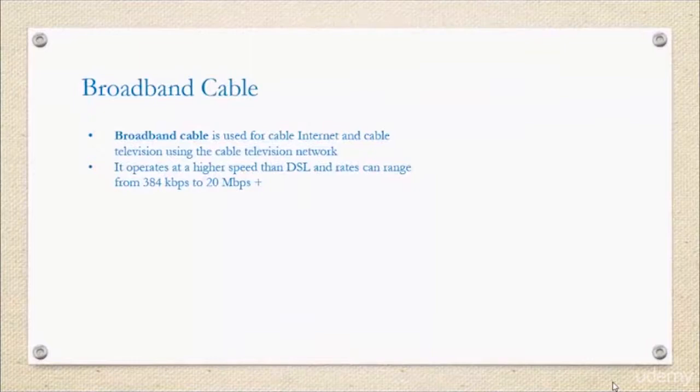Broadband cable is used for cable internet and cable television. And this is probably what you have in your home right now, right? I have it in my home. It operates at a higher speed than DSL, at a rate of about 384 kilobits per second to about 20 megabits per second, right? So that's pretty common, right? A common network speed for a home internet. So this is something that you're using right now, but you may not even realize it until right now because, well, I just told you.